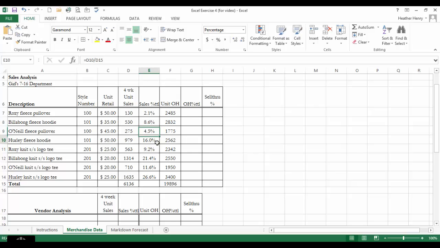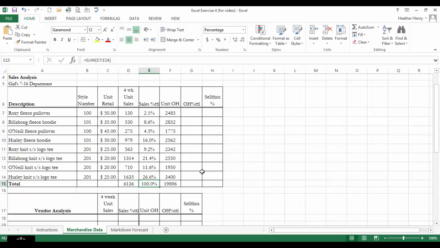The Hurley Fleece hoodie 16%. The Roxy short sleeve logo tee 9.2%. The Billabong knit short sleeve logo tee 21.4%. The O'Neill short sleeve logo tee 11.6%, and the Hurley knit short sleeve logo tee at 26.6%. All of these added up total should represent 100% of the sales. If all of these numbers do not represent 100% of the sales when they are added up, then the calculation is off. Please check that.